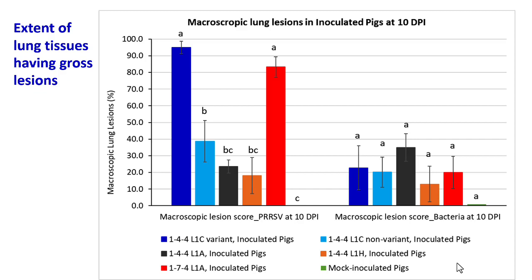So these are the gross lung lesions. Our pathologist Marcelo did this. He can tell which lesions are caused by bacteria, in consolidation. You can see it's pretty similar across the groups. On the left side, he considers those microscopic gross lesions caused by PRRS. So you can see that the L1C variant and 174 have significantly higher gross lesions compared to the other three groups.